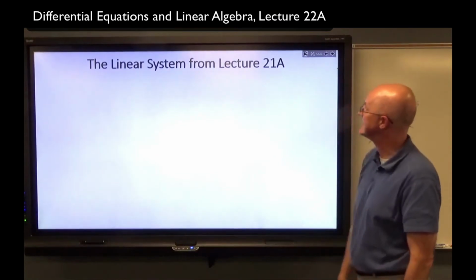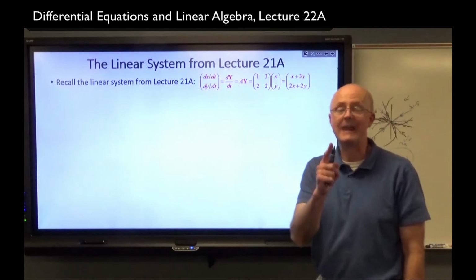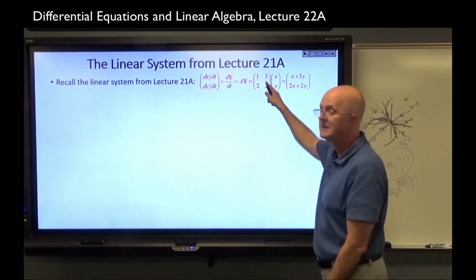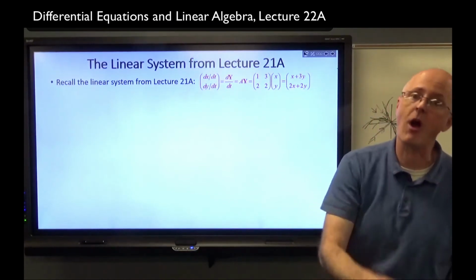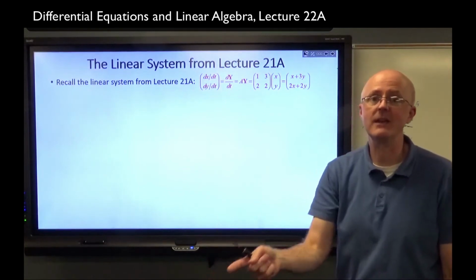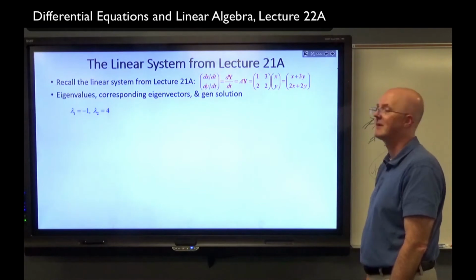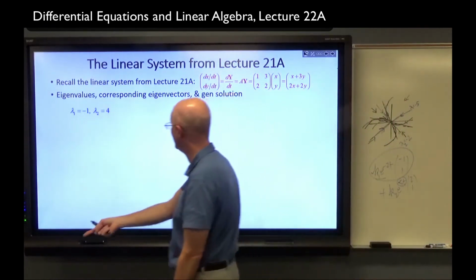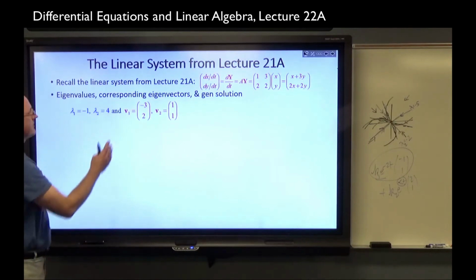All right, now let's consider the linear system from lecture 21a, this one here, whose entries are all positive. That might make you think, oh, the origin's got to be a source. But you'd be wrong. As we saw in 21a, there's one positive eigenvalue and one negative eigenvalue. The eigenvalues, I'm not going to take the time to do the details because I did that in 21a, are negative 1 and 4. One negative and one positive. The corresponding eigenvectors, which you should check as well, are (-3, 2) and (1, 1).